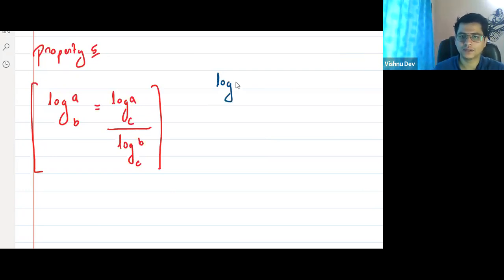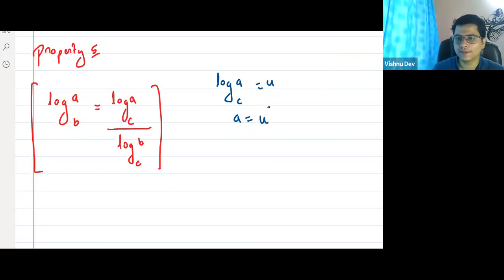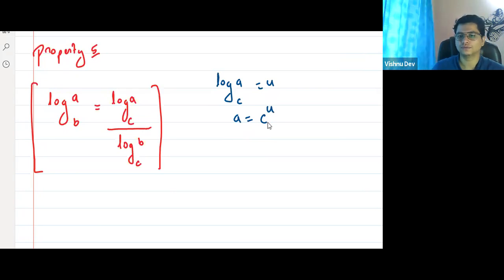So let's take log a base c is equal to u. So what is a? Tell me, what is a? Final a value. c to power u. Yes or no? Anyone have any doubt till this point? I've just written two steps.